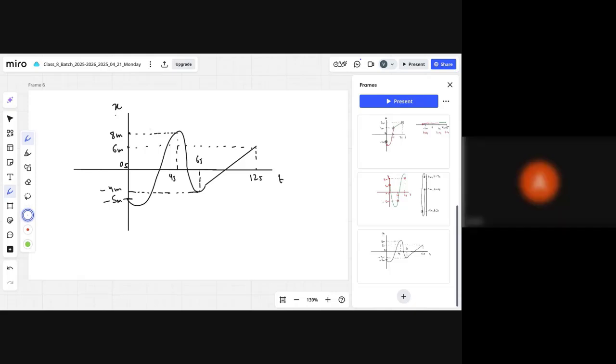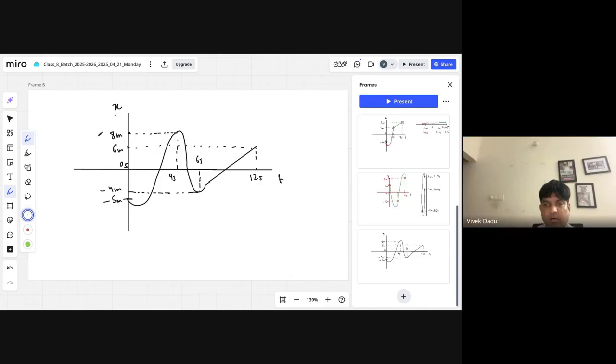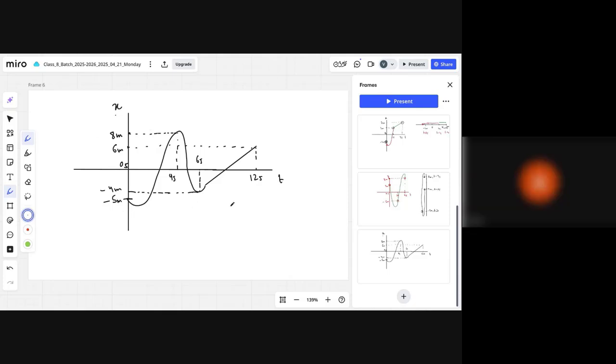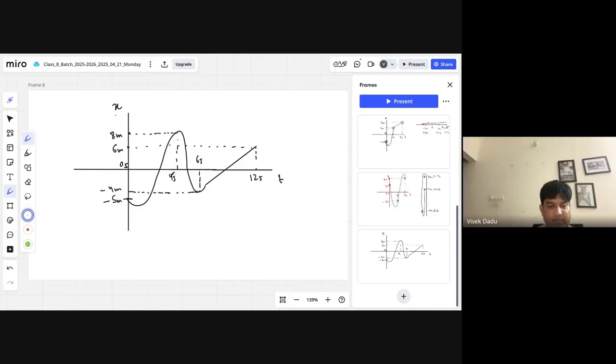Sir, is that 4 seconds or 9 seconds, sir? The first one on the T axis. First one on T axis. Is it 4 or 9? This is 4 seconds, 4 seconds. Okay, sir.